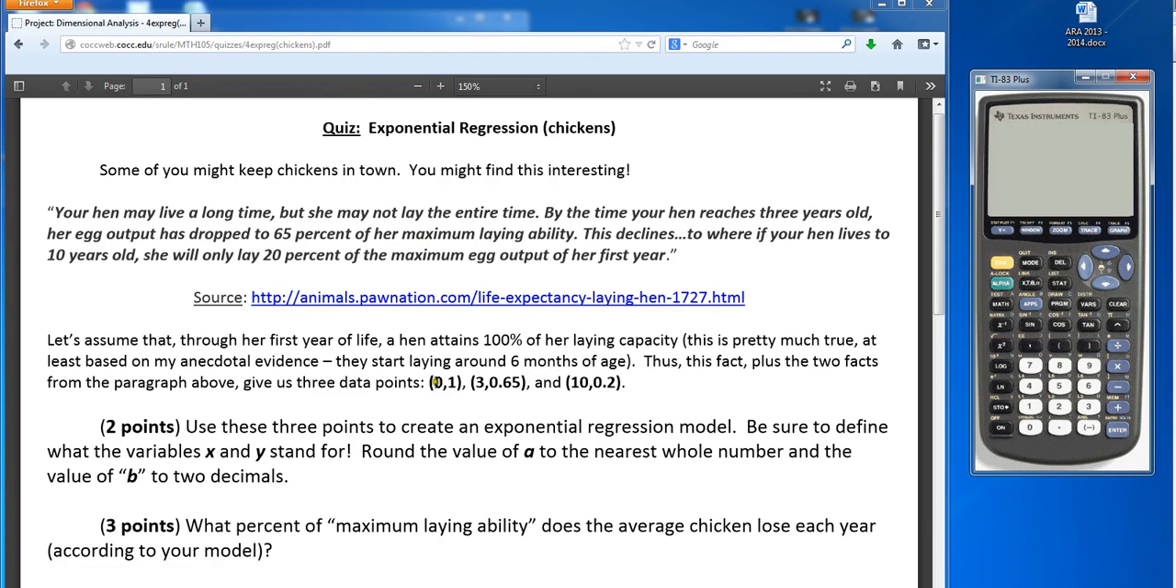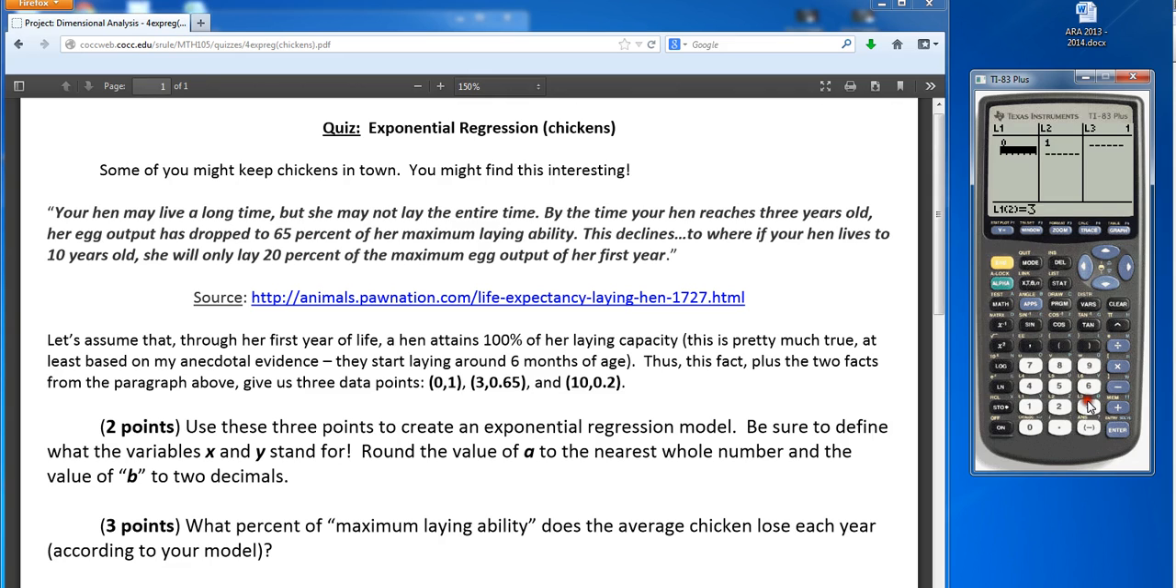Okay, I put 0,1. We'll go ahead and enter some data here. I put 0,1 in because within her first year, when she's 0 total years old, she starts laying full time. I mean, essentially, they don't lay when they're first born. They start laying around when they're 6 months old, but by the end of their first year, they're banging out 100%.